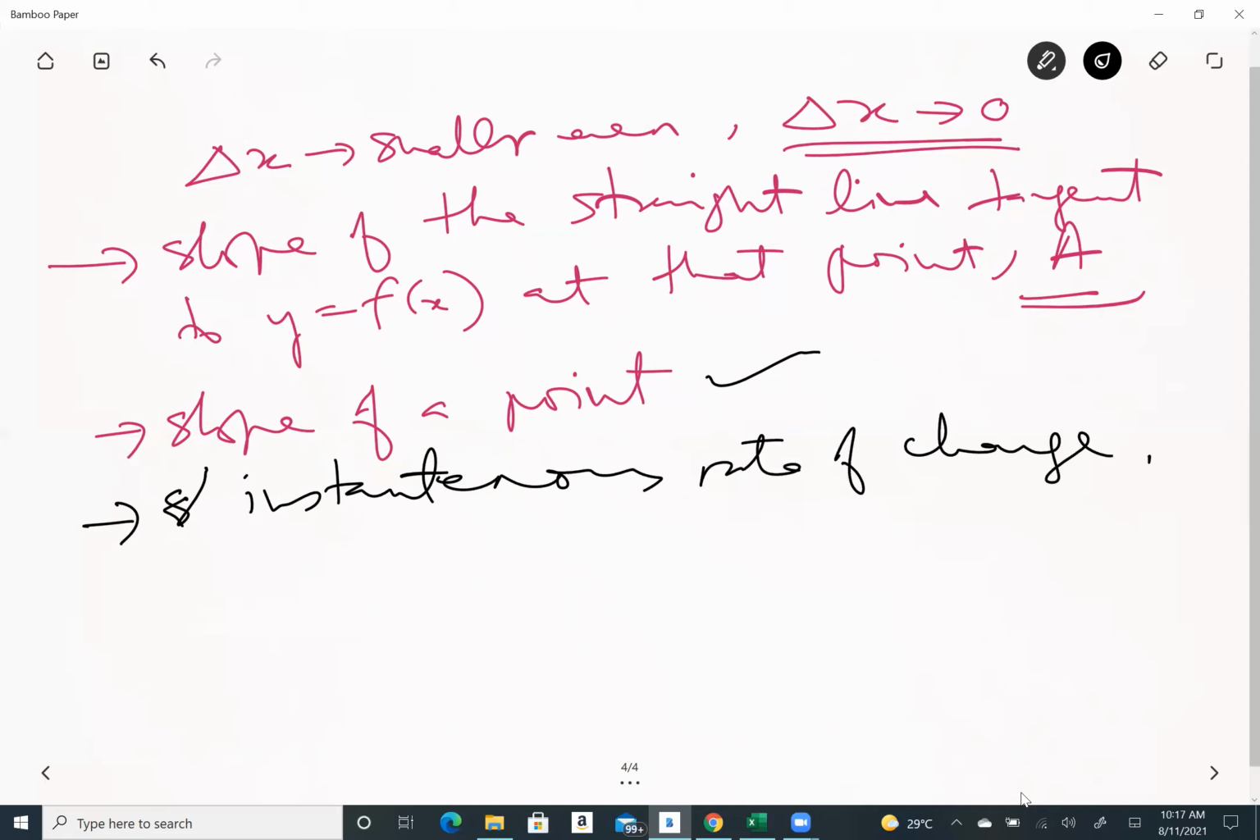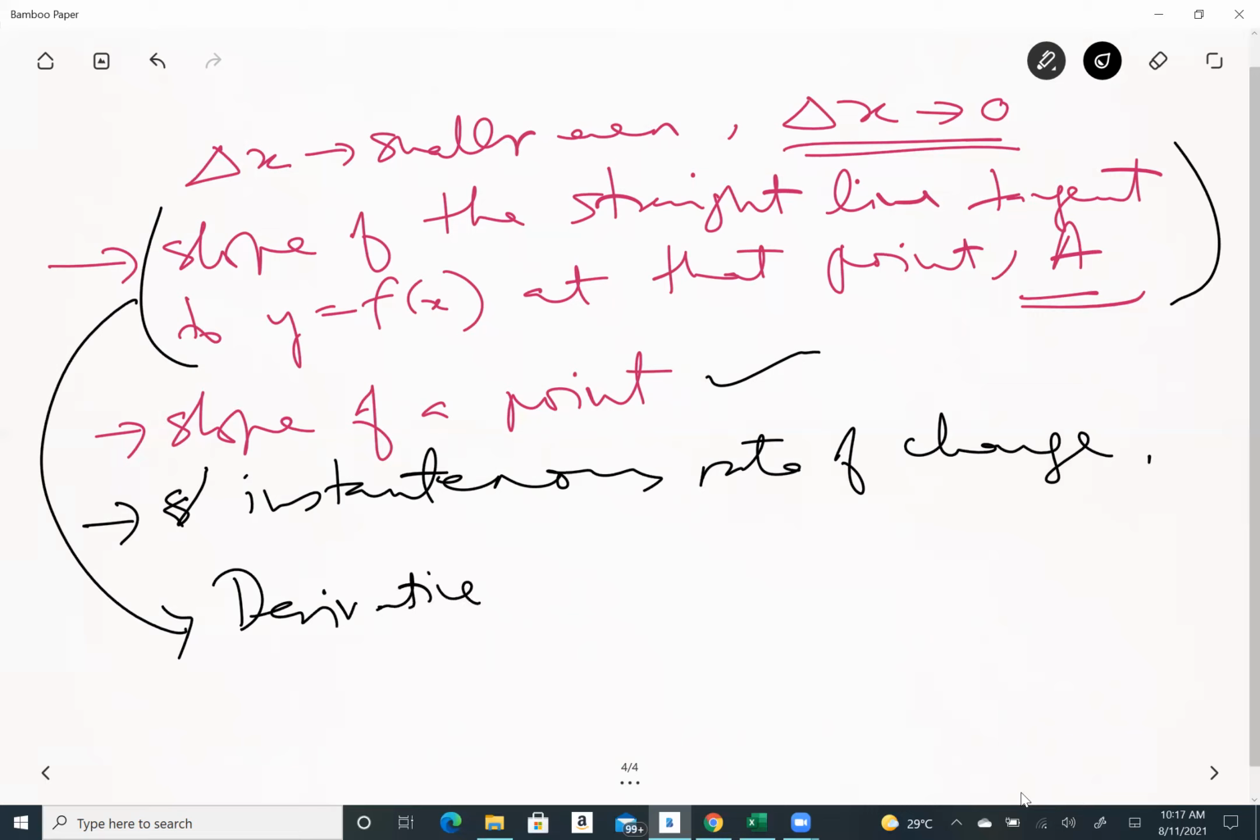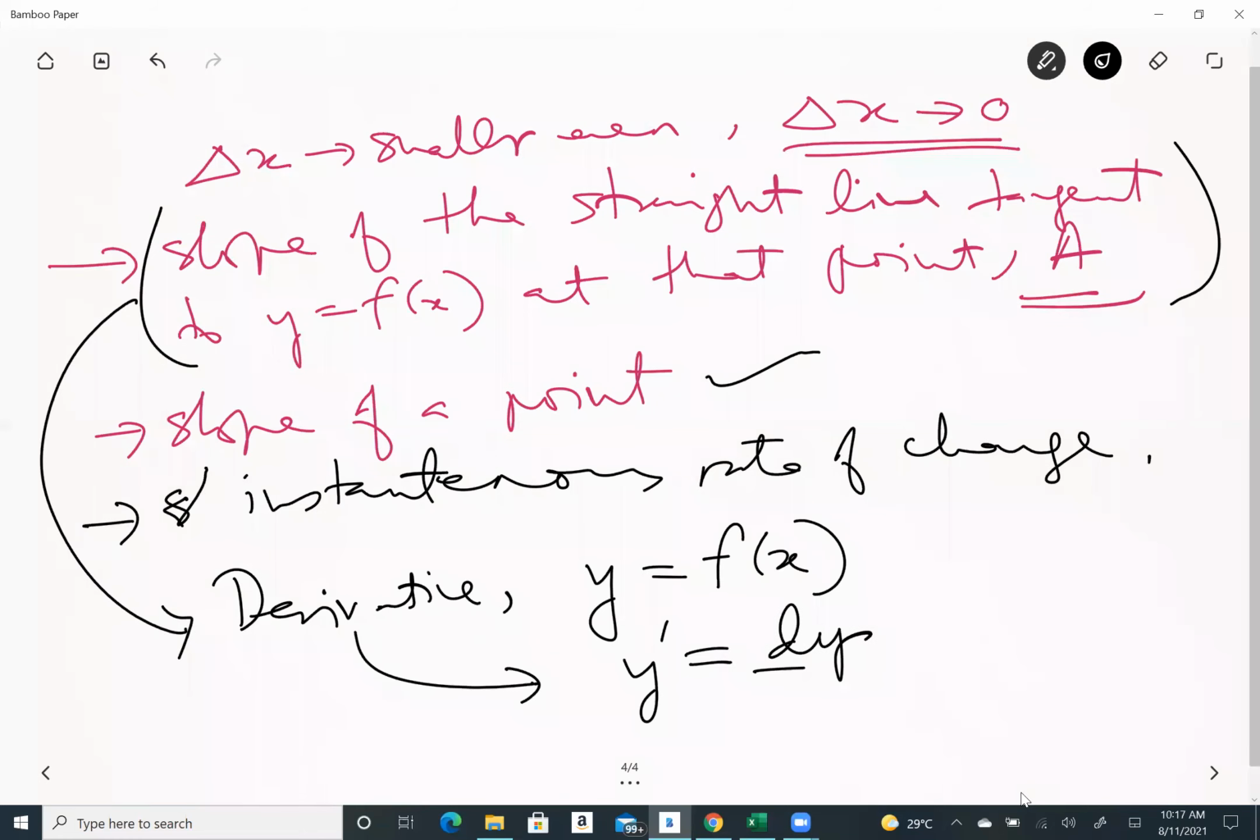So the slope of the straight line over here, how do you get it? We get it by the derivative. So what is the derivative? You consider a function y equal to f of x. The derivative of the function, we call it y prime, or that is equal to dy dx.